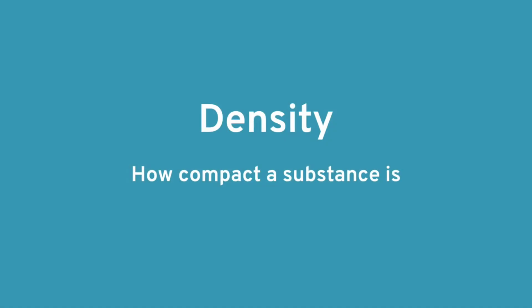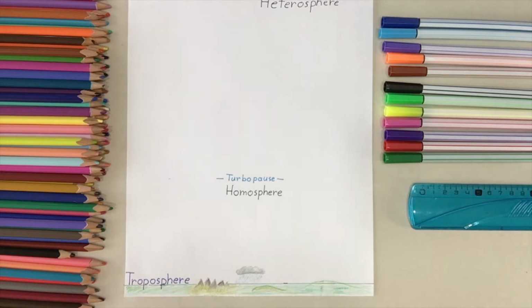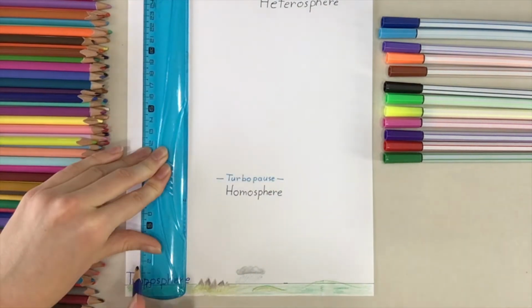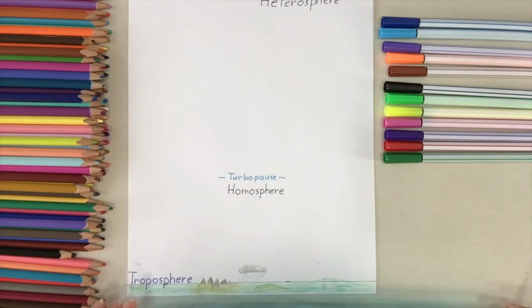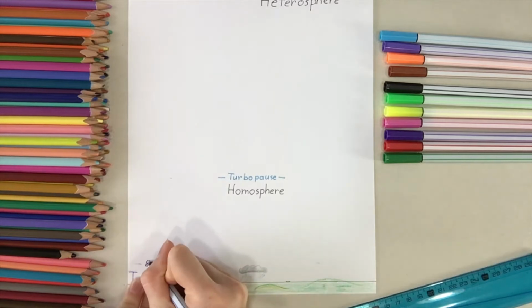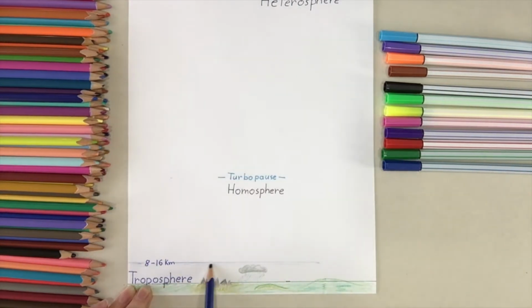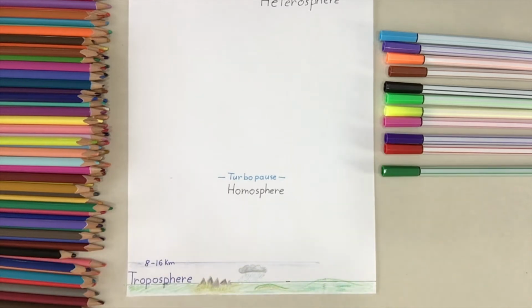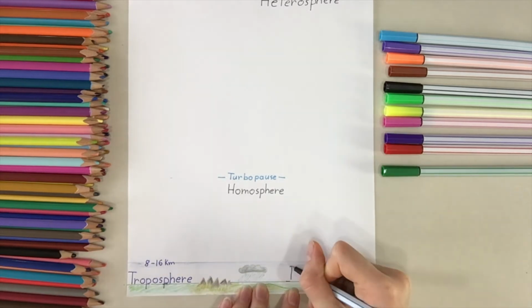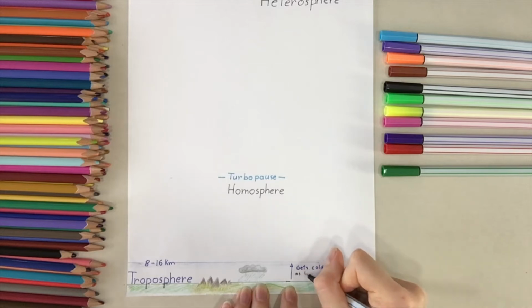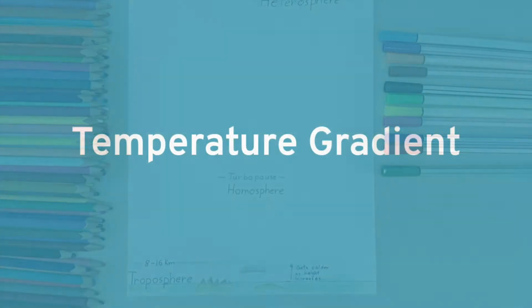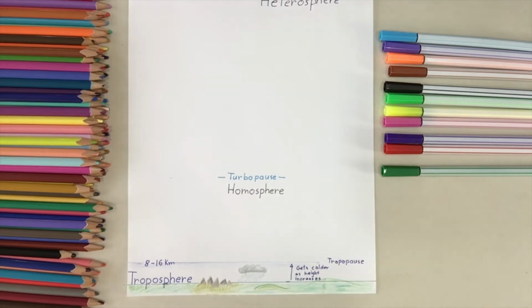Density refers to how compact a substance is. Here, at the surface of the Earth, there are many types of gases all pressed together. The troposphere reaches to a height of 8 to 16 kilometers. This variation in height is due to how compact the air molecules are. If you were to move upwards through the troposphere, it would get progressively colder. This is called a temperature gradient. At the edge of the troposphere is the tropopause.